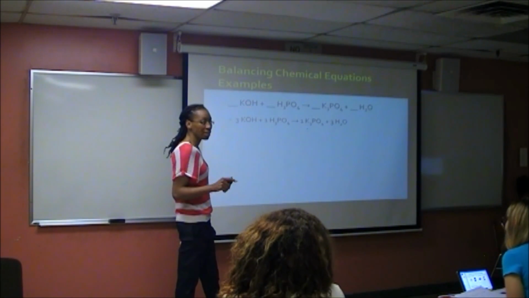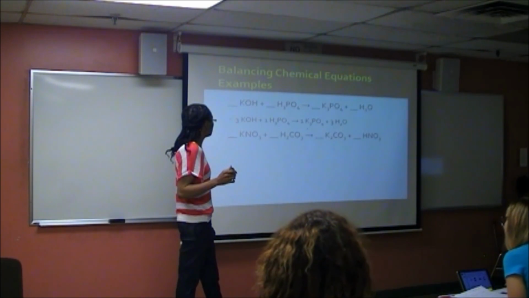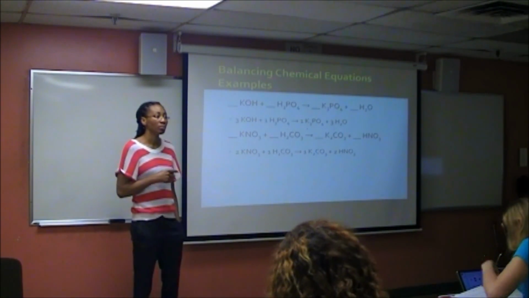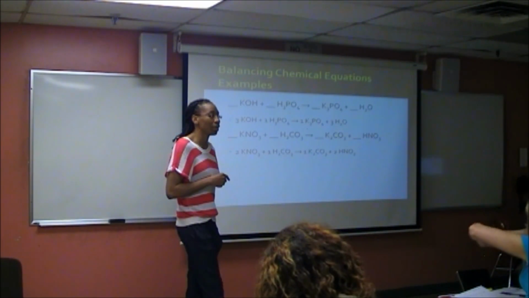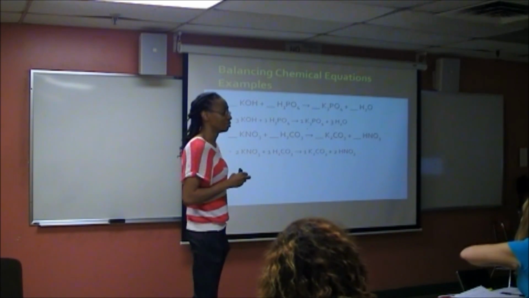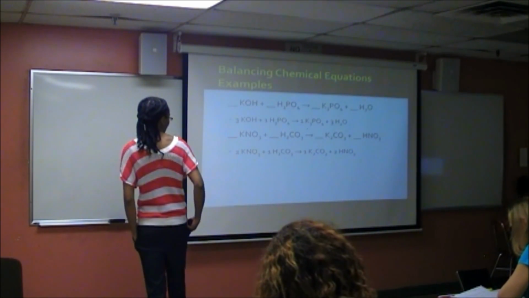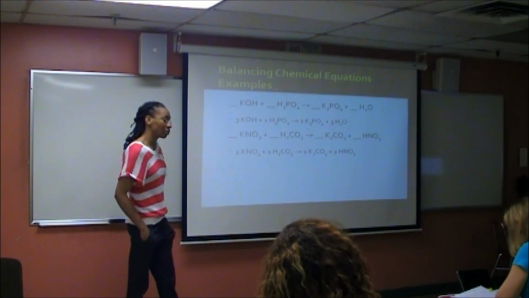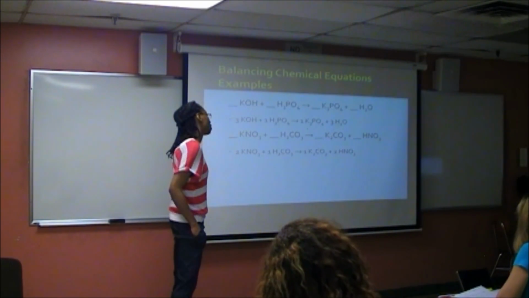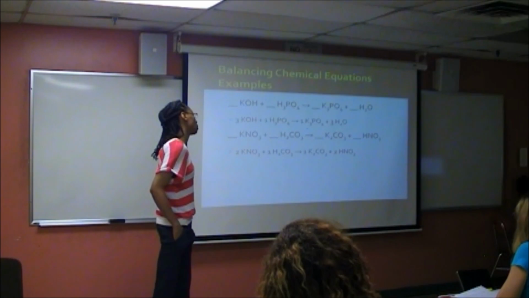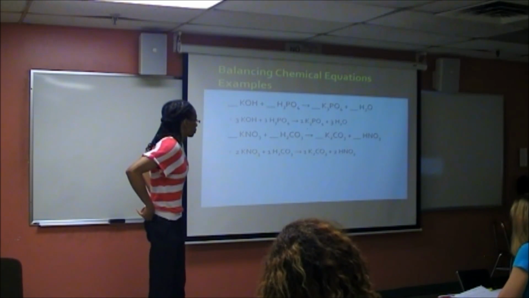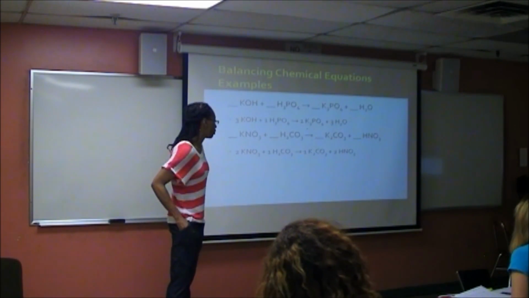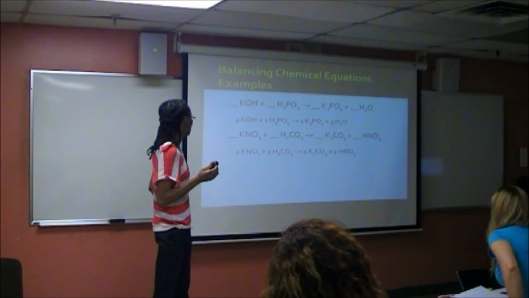Very good. We did the second one, right? So let me get this in a sentence. Who's it gonna be? Talia: Two molecules of potassium nitrate reacts with one molecule of carbonic acid to produce one molecule of potassium carbonate and two molecules of nitric acid. Very good. Now, the last one we didn't do.